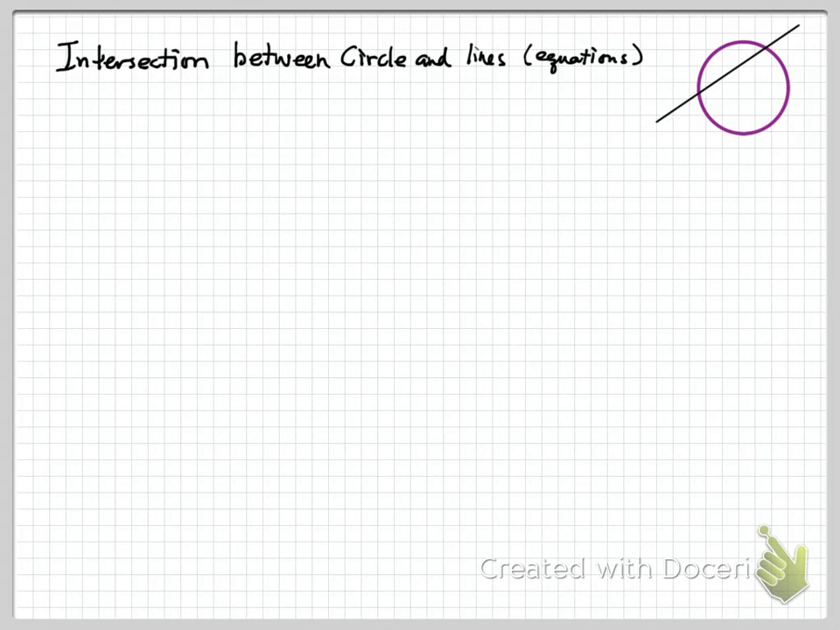Alright, so this is part 4 of this chapter. In this part, we talk about the intersection between circles and lines. Of course, we talk about how to solve their equations together, so as to find the intersection points. Now, there are 3 examples in this section.